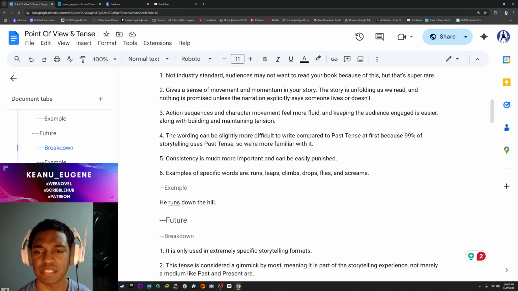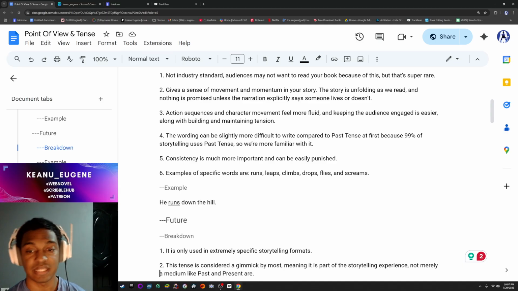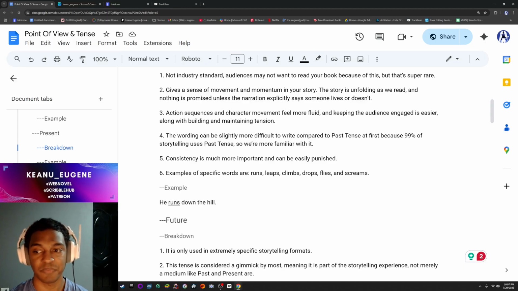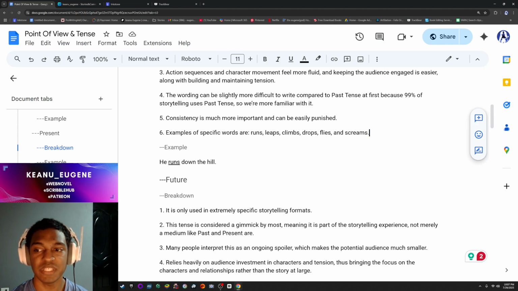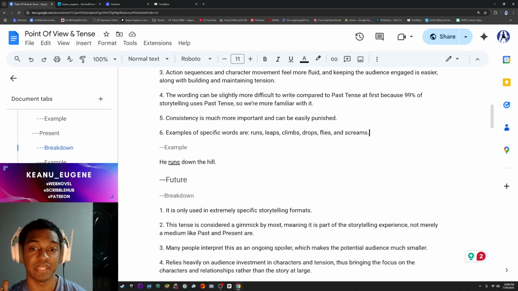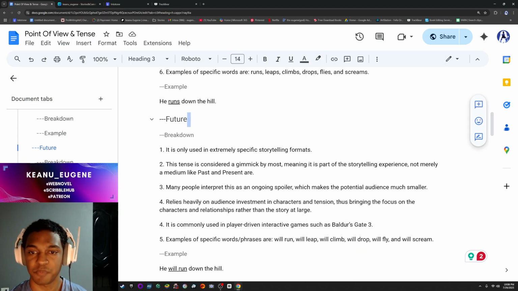Consistency is much more important, as I said, and can be easily punished. That's what I've explained this entire time. Examples of the same specific words are run, leaps, climbs, drop, flies, and screams. Right? So all of these words say something is still happening. For the written example, he runs down the hill. Meaning, when the full stop is there at the end of hill, he's still running down the hill. It is still happening in the background while we're reading the story. Right? So that's present tense.